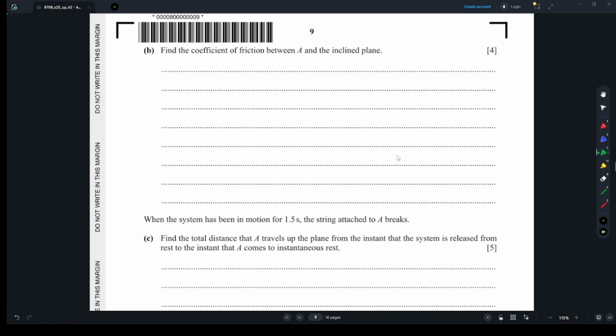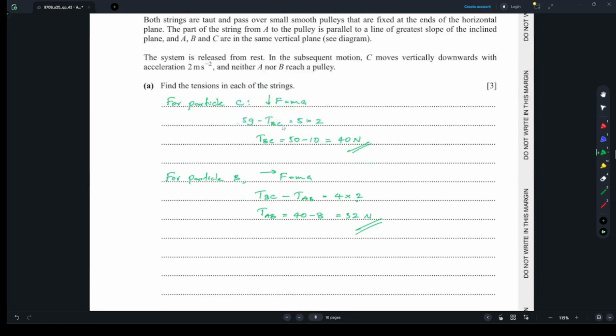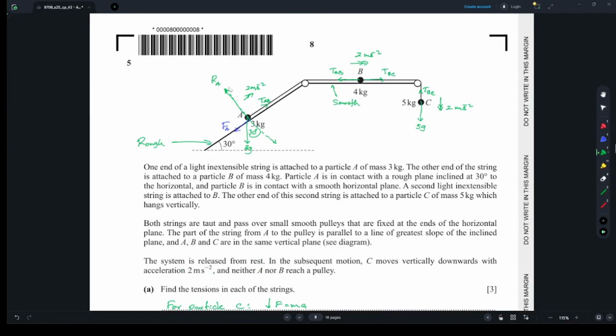Part B, find the coefficient of friction between A and the inclined plane. Okay, so we know how the friction coefficient and the friction force are related to each other. F equal mu R, right? So the friction force equals the friction coefficient times the perpendicular contact force, right? Okay, so we need first that one. So RA. So RA is what?